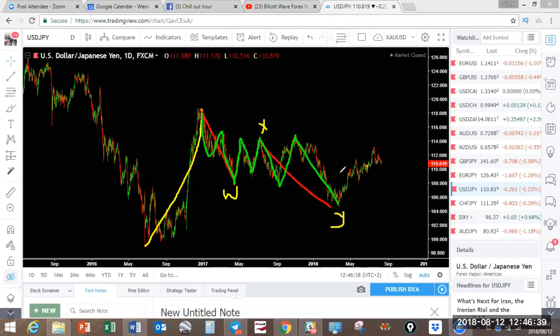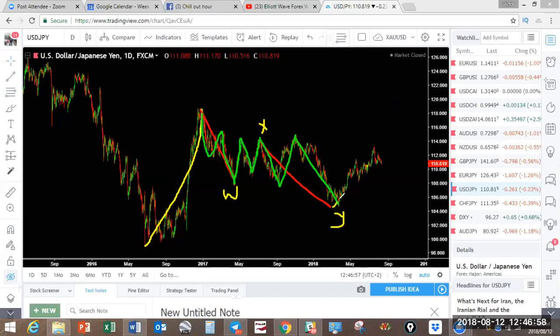Now, after a WXY move, this is the move that we were looking for. So the move that we're looking for was this one. The question is, are we ready to go, or are we going to get a Z? Okay, so that shouldn't be a headache for us. What we trade is what we have at this stage.